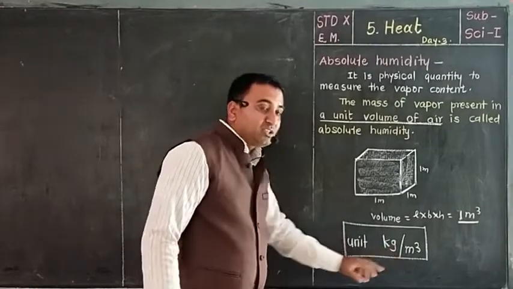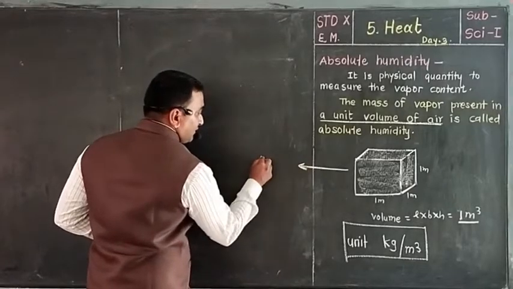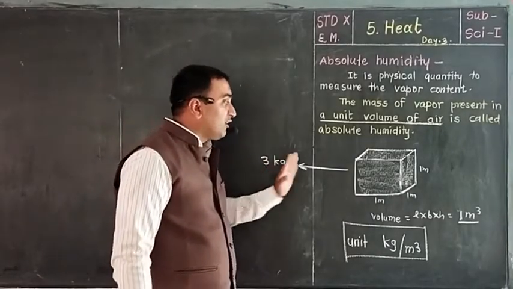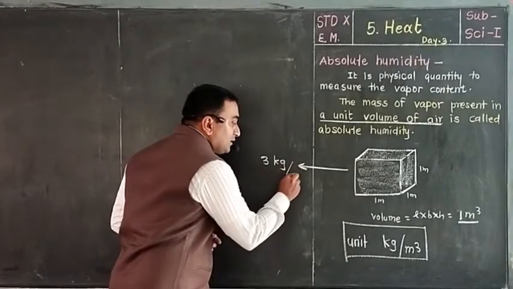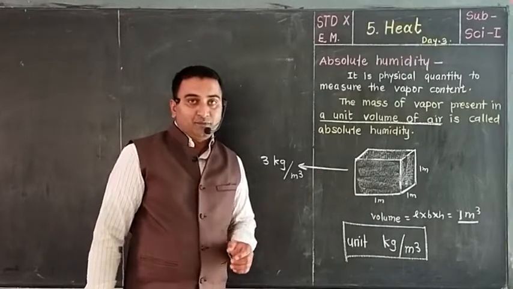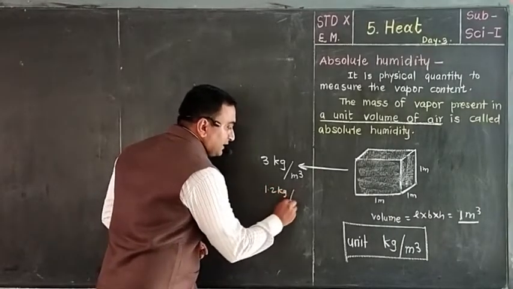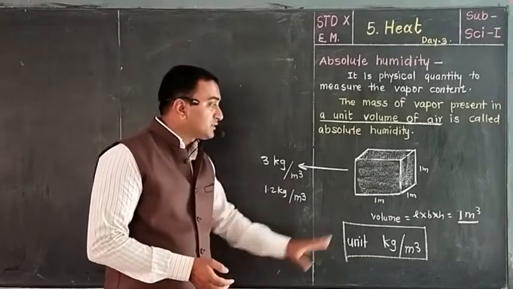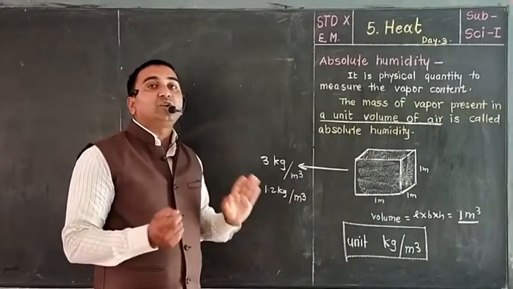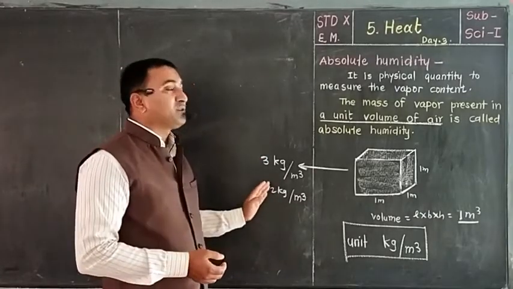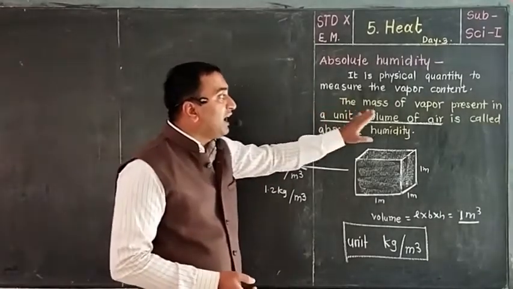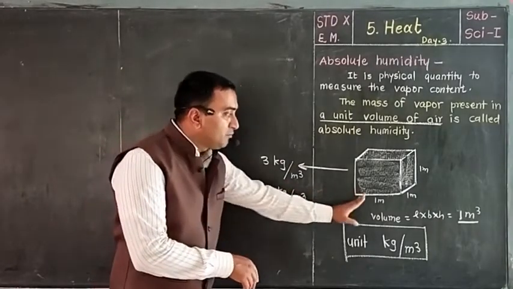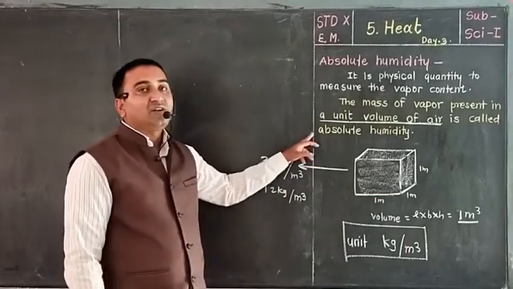Means what? If within this box 3 kilograms of water vapors are there, so what is the absolute humidity of this air block? 3 kilograms per cubic meter. Suppose it is only 1.2 kilograms, then the absolute humidity of this air is 1.2 kilograms per cubic meter. That means within this volume we have only 1.2 kilograms of vapors. So this is called absolute humidity. So what is the absolute humidity? The mass of vapors present in a unit volume of air, meaning 1 by 1 by 1 meter of the air block, is called absolute humidity.